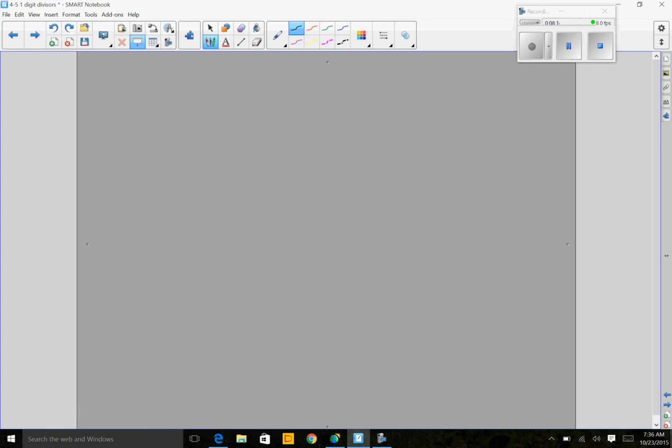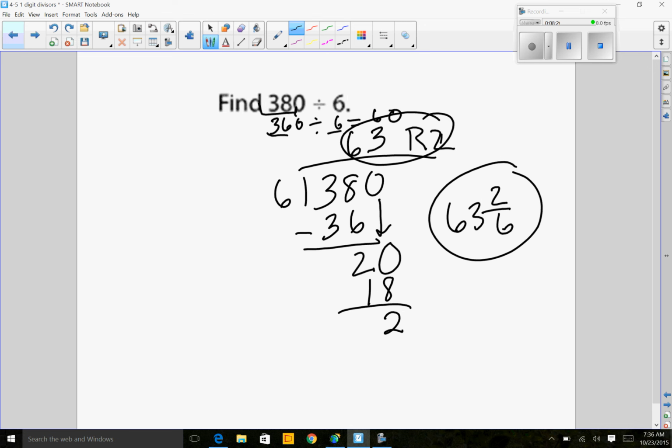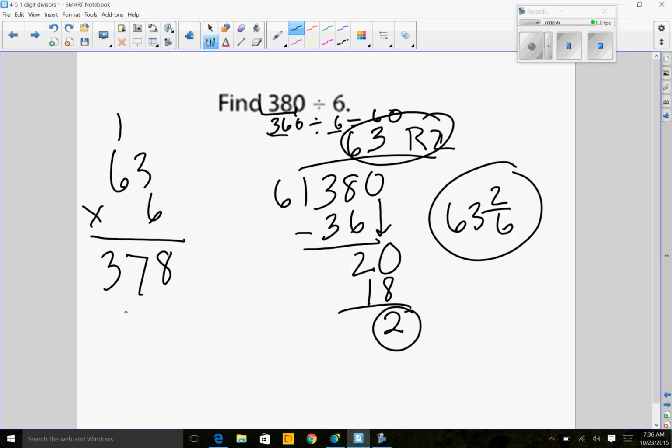Okay, so how do you check a division problem? You multiply and then you add in the remainder. So well, let's check one. Let's not check that one. Let's do 380 divided by 6. So what you do is you multiply the quotient by the divisor. So 63 times 6. So 6 times 3 is 18. Carry the 1. 6 times 6 is 36 plus 1 is 7. And then you add in the remainder. And it should equal the dividend, which it did. So it's the quotient times the divisor plus the remainder.